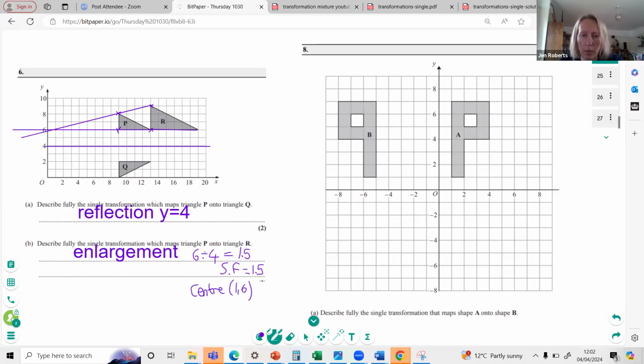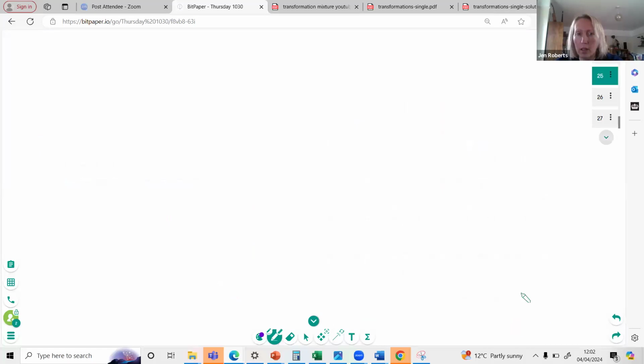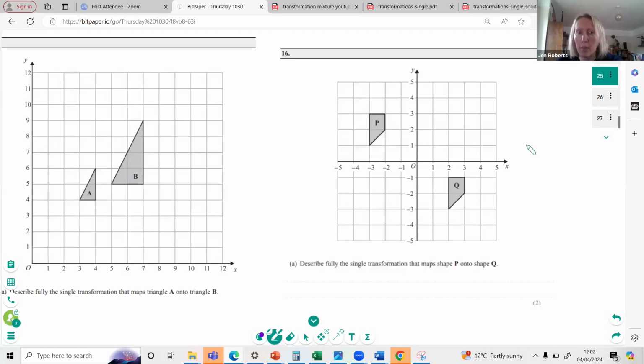Okay, next one. Shapes flipped, reflection. Where's our mirror line? Yep. Cutting the x-axis at -2. So reflection in x equals -2. Have a go at these two next. Again, put me on pause, unpause when you finish, please.